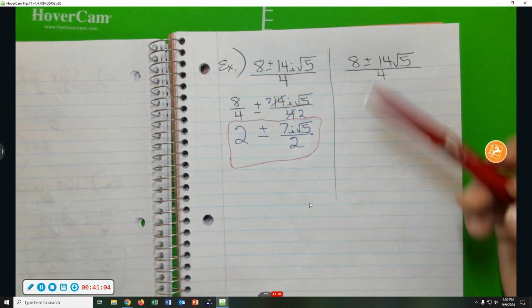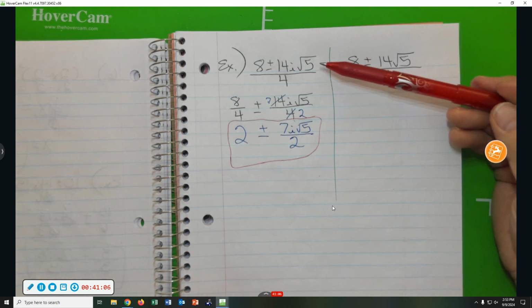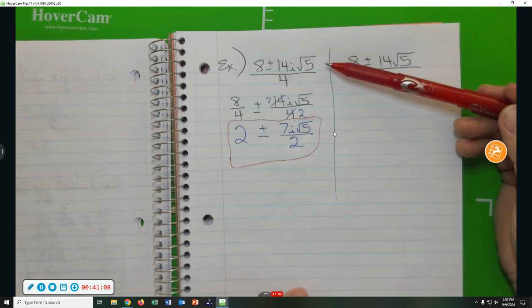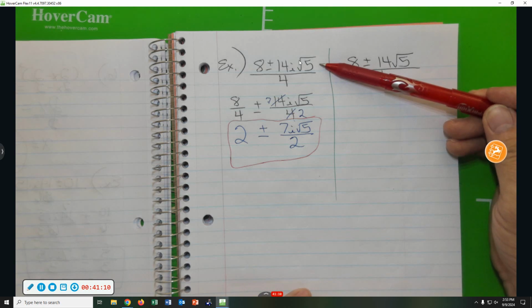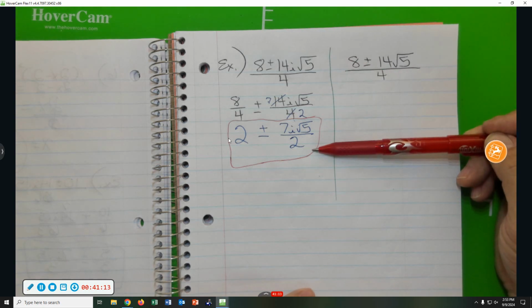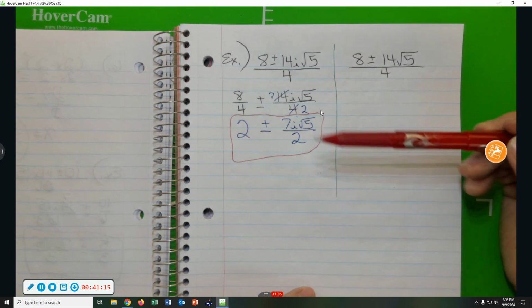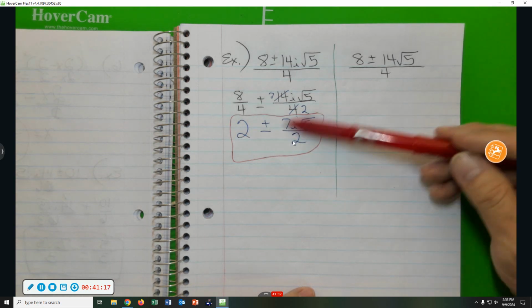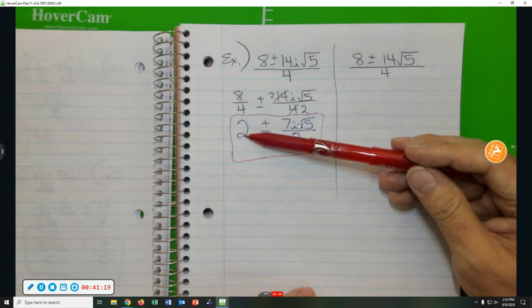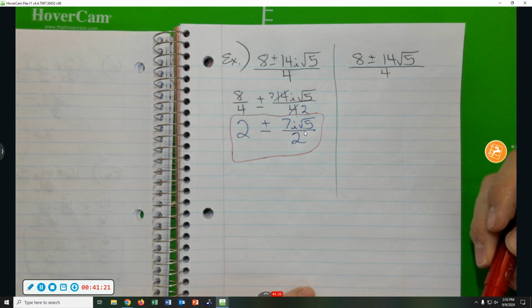If we were using the quadratic formula or the square root method and we got an answer like that, here's how we'd have to type it in for it to be counted correct. A plus or minus Bi, the real part and then the imaginary part. Any questions there?